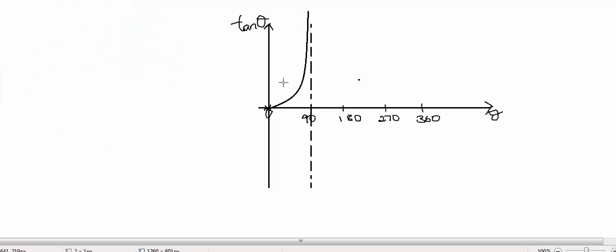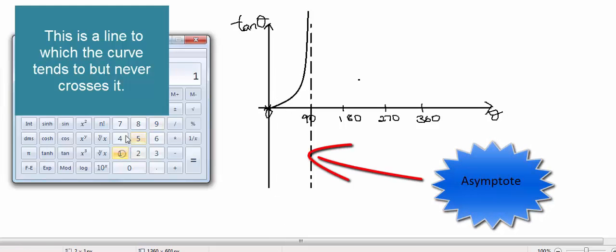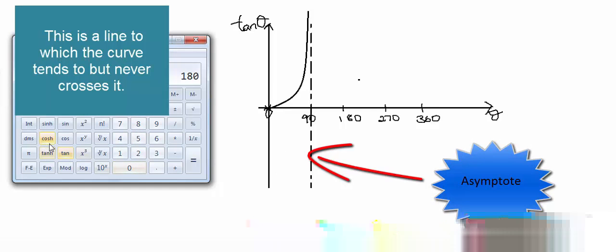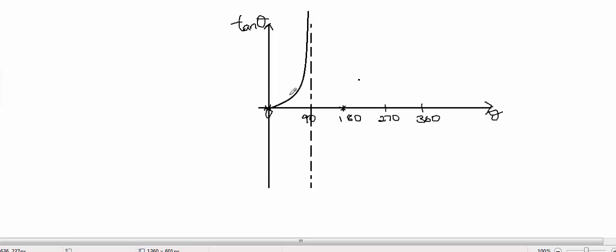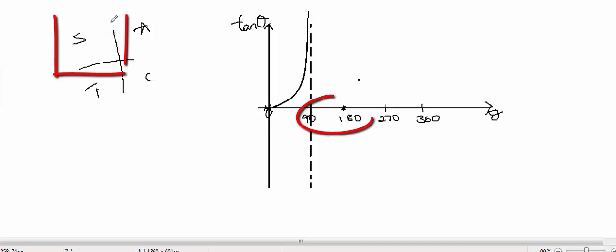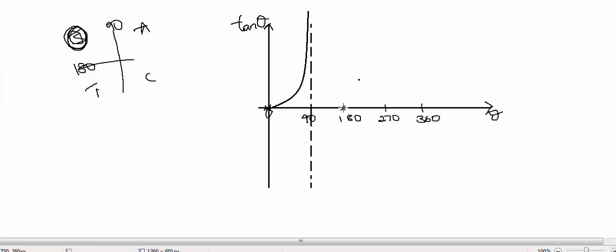So it gives us what we call an asymptote. An asymptote is a line to which a curve tends, but never crosses that line. That's why our line is bent at some point, and it continues on the y-axis up to infinity. And then, of course, for the other side, angles in between 90 and 180 are negative for tan. Why? Because in that quadrant, only sine is positive. So our maximum tan is going to be positive infinity, and our minimum tan is going to be -infinity. And those are our graphs.